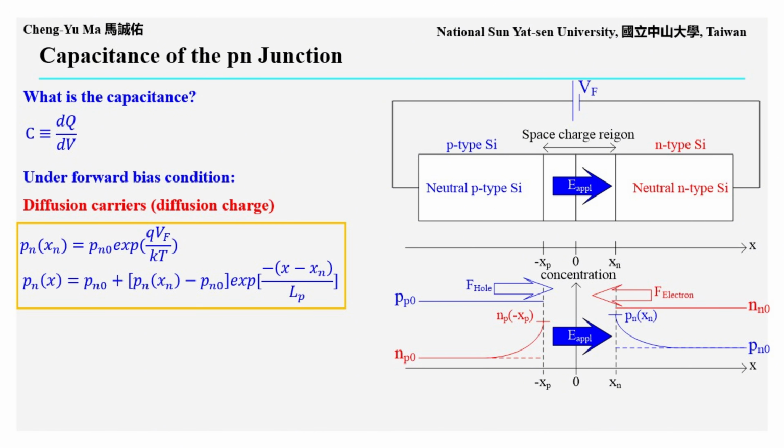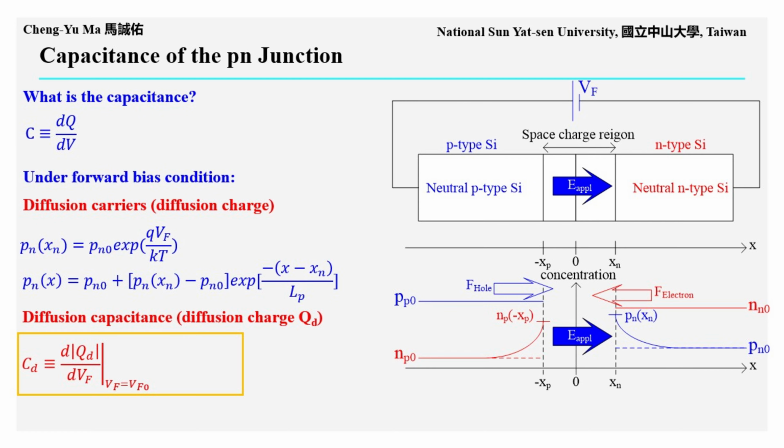As introduced in the previous section, the minority carrier concentration at the boundary between the neutral region and the space charge region has an exponential relationship with the applied bias, as shown in the equation. Therefore, under a DC forward bias VF0, if an AC signal delta VF is applied, the amount of minority carriers responsible for diffusion in the neutral region, called the diffusion charge QD, changes significantly. The capacitance effect caused by the change in diffusion charge is called diffusion capacitance, CD. It equals the derivative of the diffusion charge QD with respect to the forward bias, as shown in the equation on the slide.